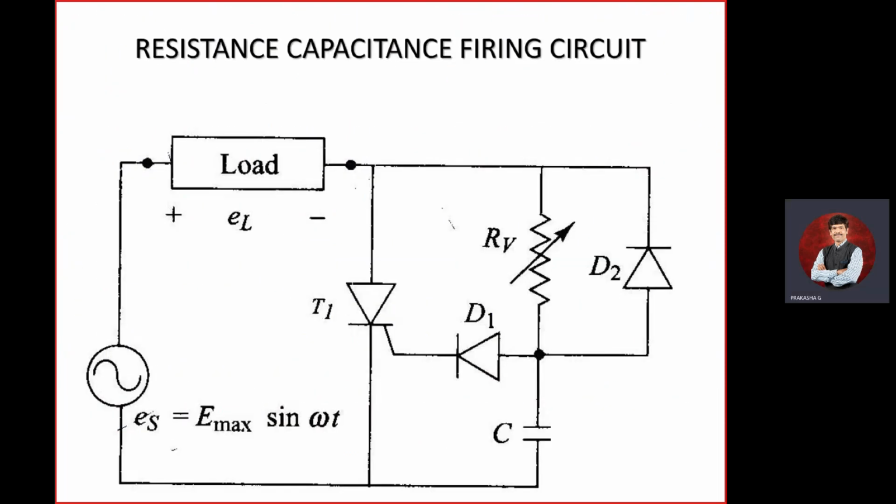This is the second type: RC circuit. R circuit is a simple circuit; RC circuit is a little bit more added. This is also one type of triggering. We are going to use a resistor, that is R gamma, and also a capacitor. With that, we are going to use two diodes, D1 and D2. In the previous circuit, we used only one diode. Here, we are going to use two diodes for triggering.